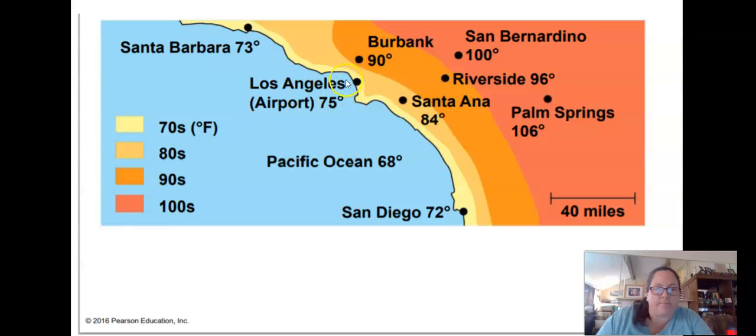We have Los Angeles, we have Riverside, we have Palm Springs. They're almost about the same latitude, but they have different temperatures. So for this day, the high temperature in Los Angeles was 75, whereas Riverside was 96 and Palm Springs was 106.